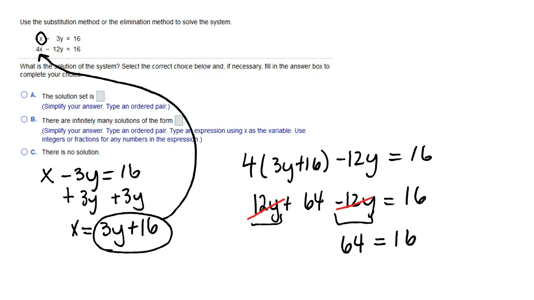Now, when all the variables cancel out, what that means is that you have a special case. In this case, we look at the final statement, and that final statement is clearly something that is false. So if that final statement is false, we know that this system has no solution.